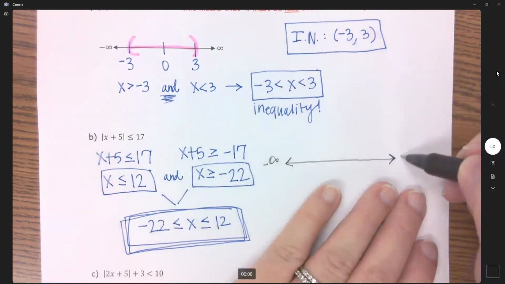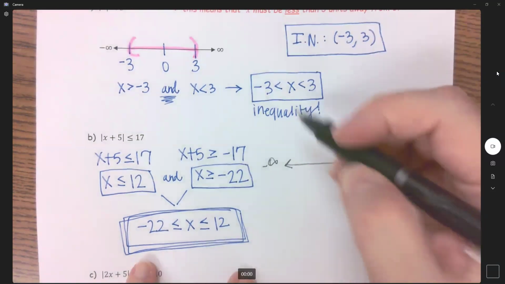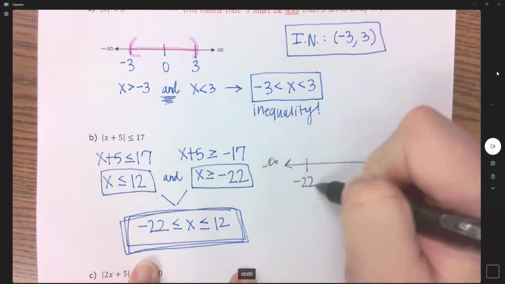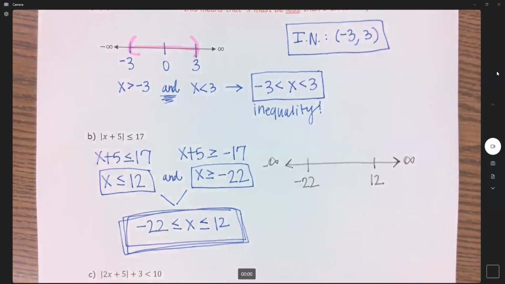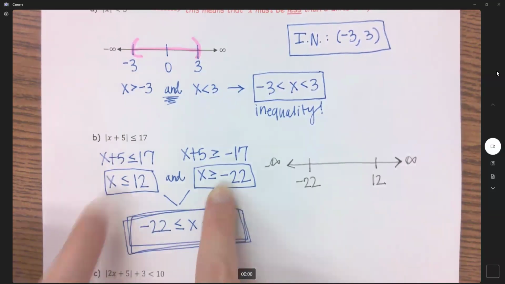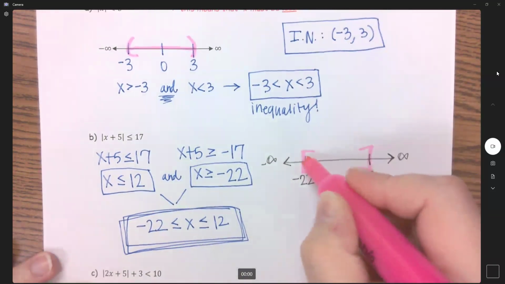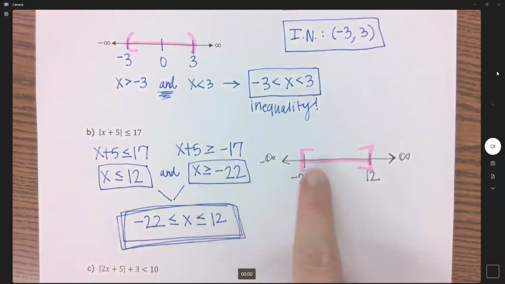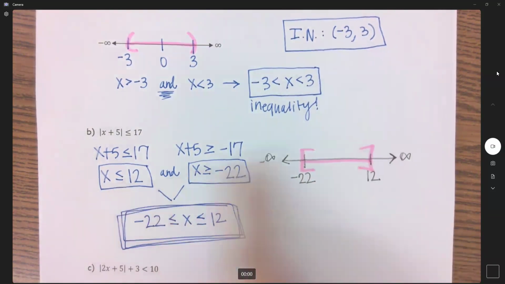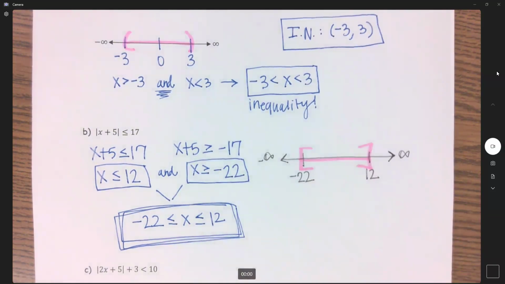Going from negative infinity to infinity. And my two numbers here are negative 22 and 12. They're both "or equal to." And there they are. So you can see this one is x is greater than or equal to negative 22, so above it, and x is less than 12, below it. And that's what these two have in common right there. These are our "and" statements.